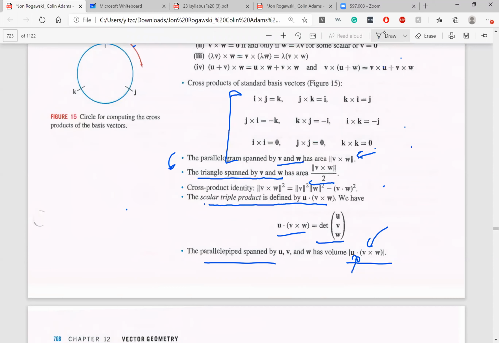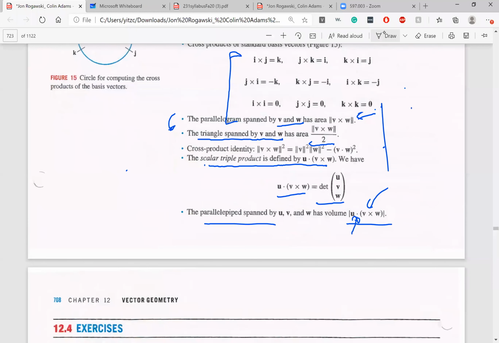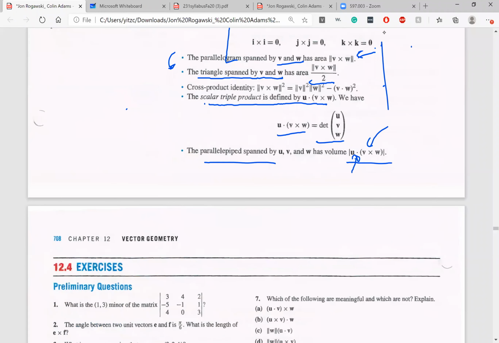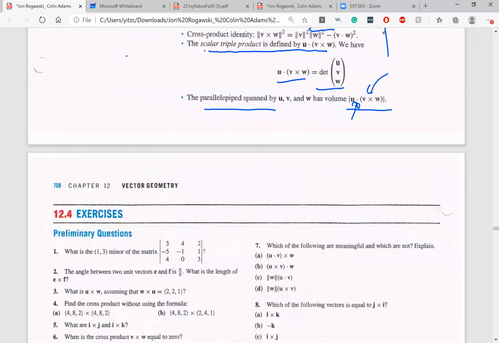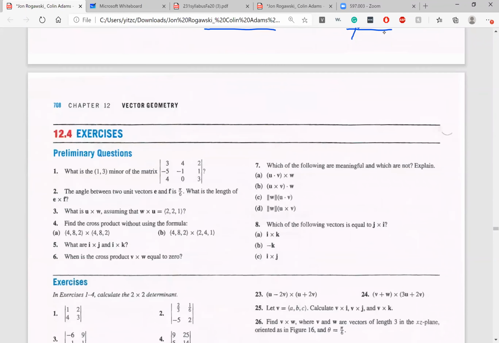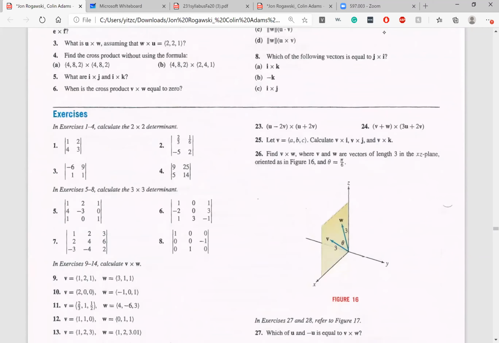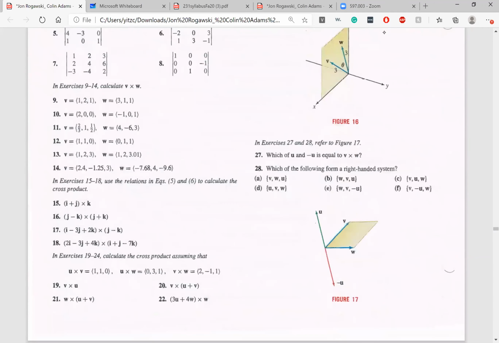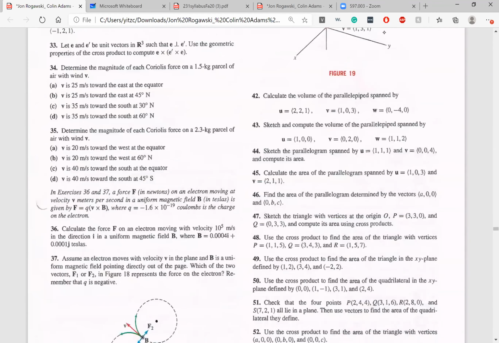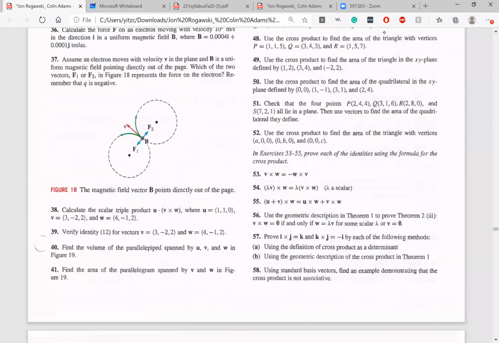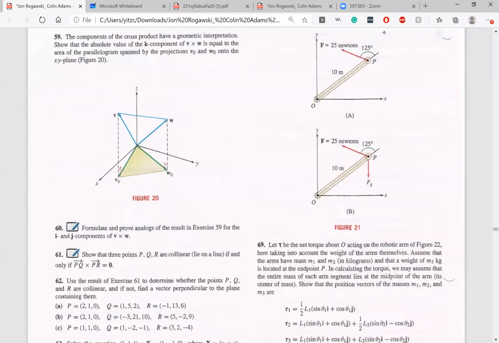Any questions about this? Okay, so let me see what the next section is, but I do believe we should probably stop here.